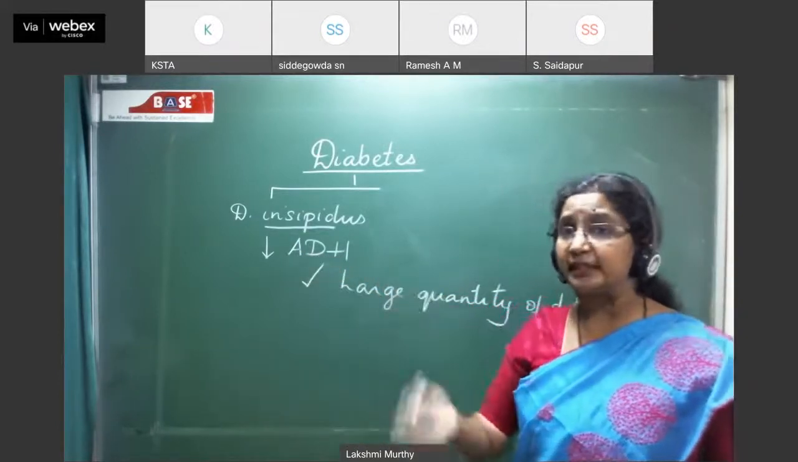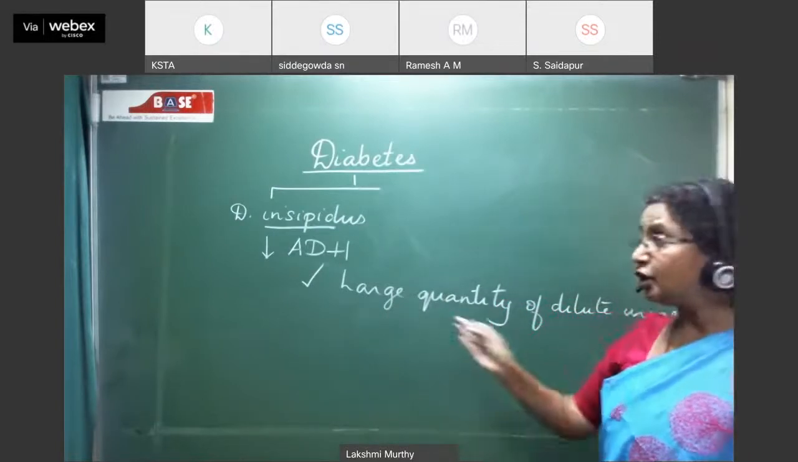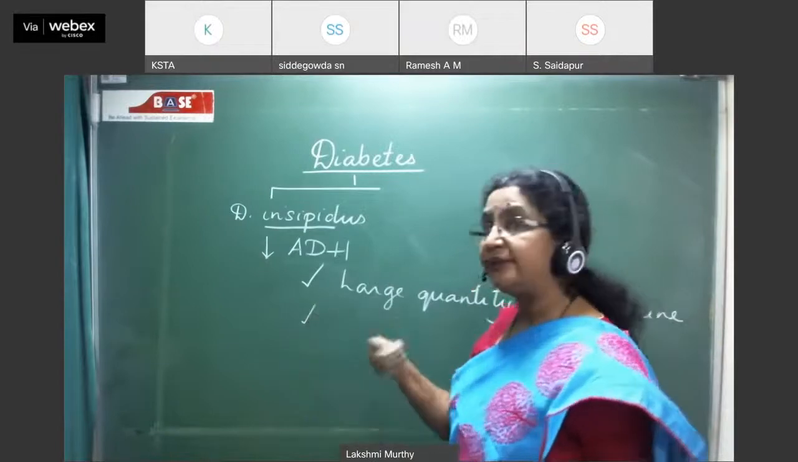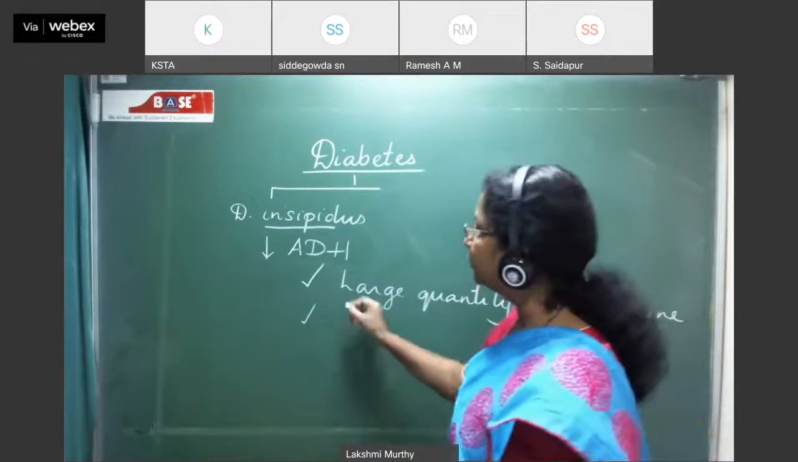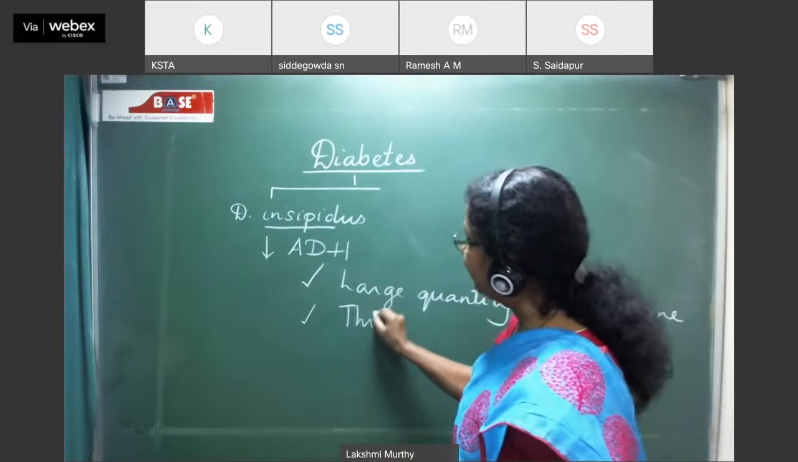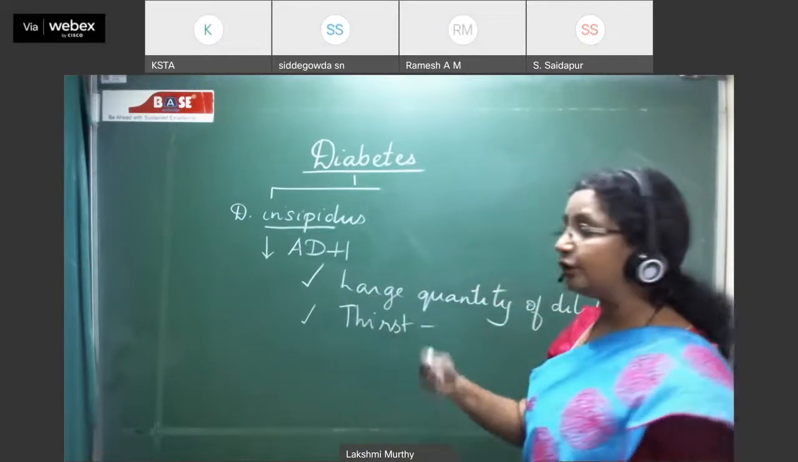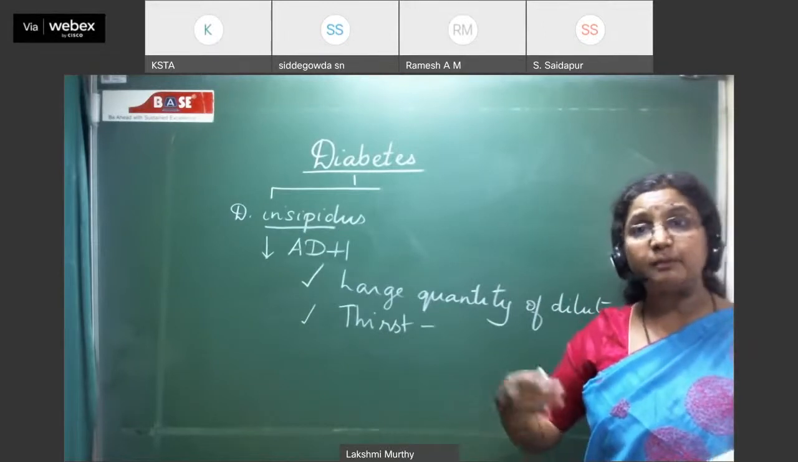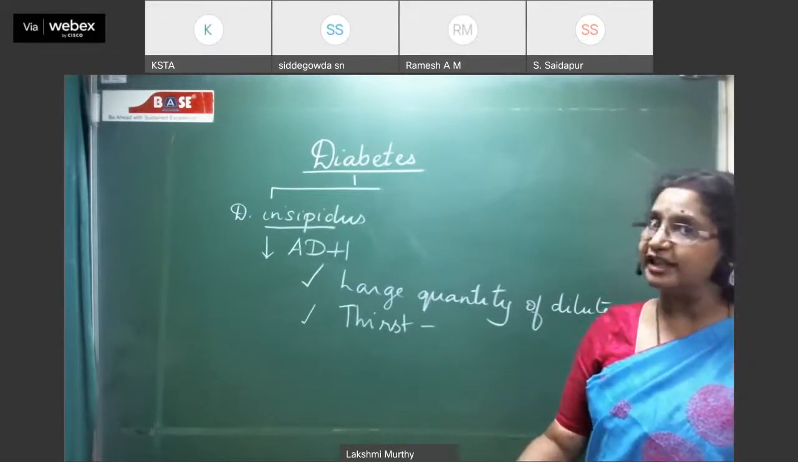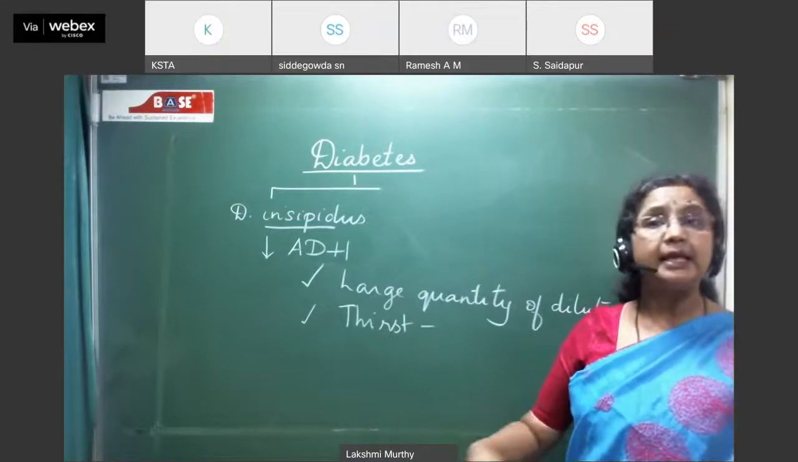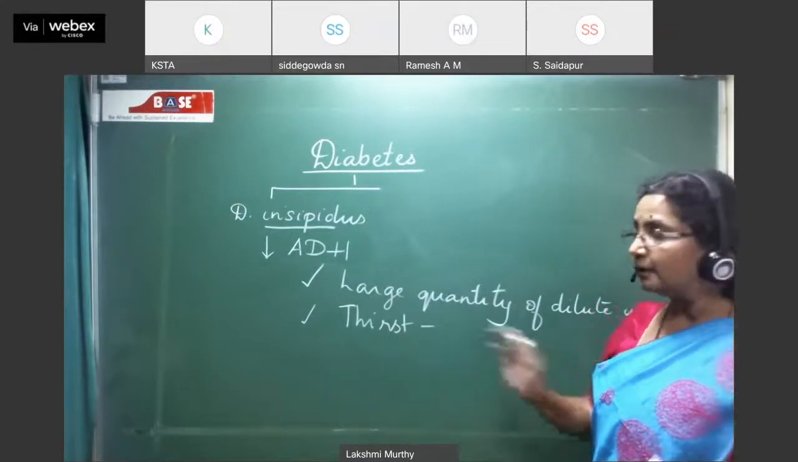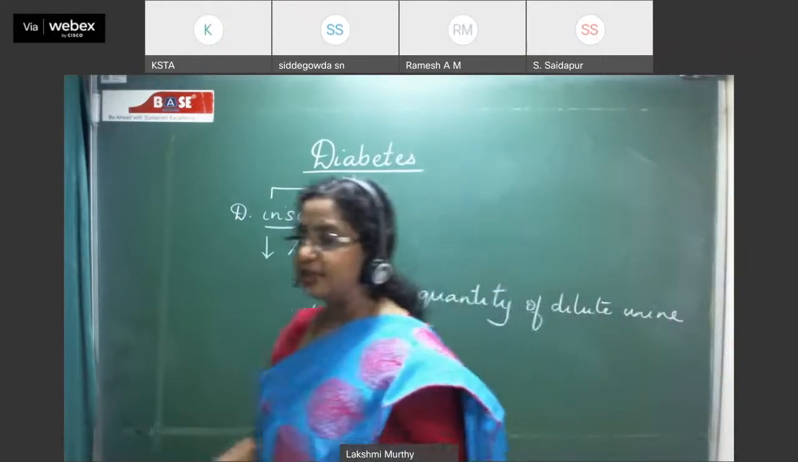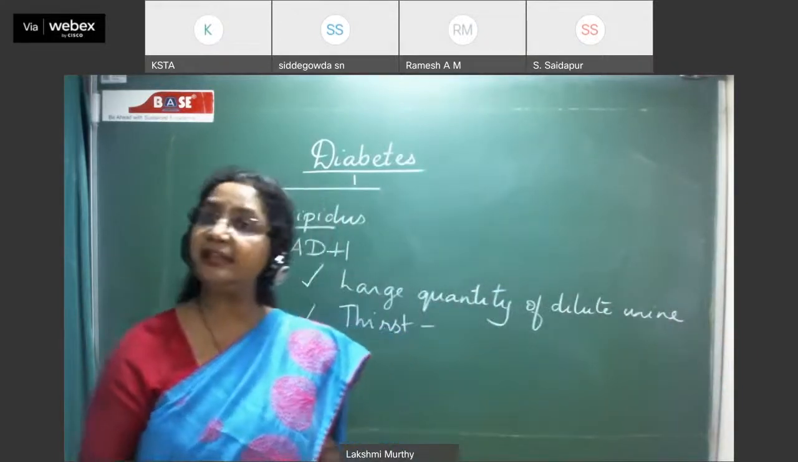That is hyposecretion of ADH. Because of this, the person is going to be forever thirsty. So you will have a high feeling of thirst. Because they feel thirsty, they drink more water, but actually it will not help because that water also is going to be sent out by the urinary system, that is the excretory system. So even drinking that amount of water is not going to relieve any thirst.